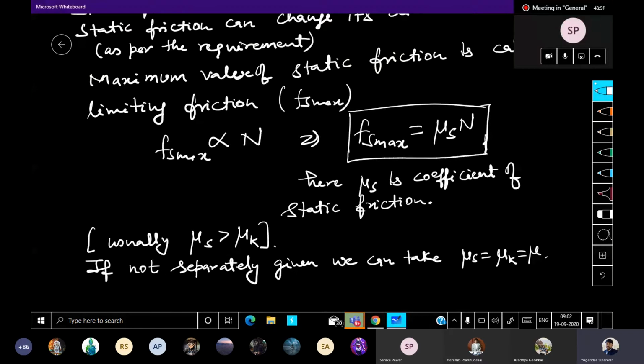Suppose in the question you have not been given separate values of mu S and mu K and only mu is given and you need to solve the question, then you can take mu S is equal to mu K is equal to mu. But be very clear, you are just trying to complete the task. Actually it should be different.